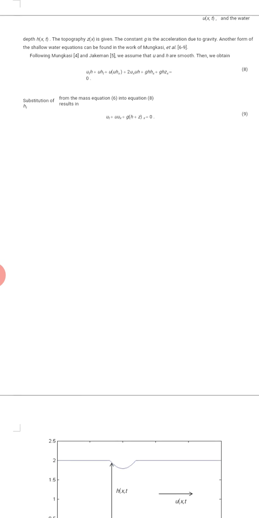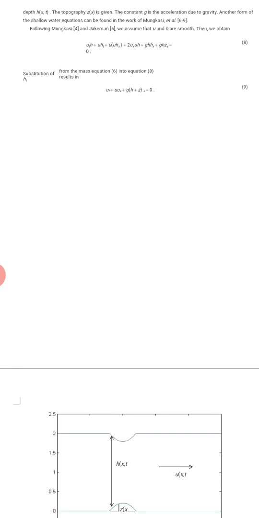Here the independent variables are the time t and space x, and the dependent variables are the velocity, that is u, and the depth h of x comma t, where h is the water depth and t is the time. The topography z of x is given. The constant g is the acceleration due to gravity. Another form of the shallow water equations can be found in the work of Mungkasi.